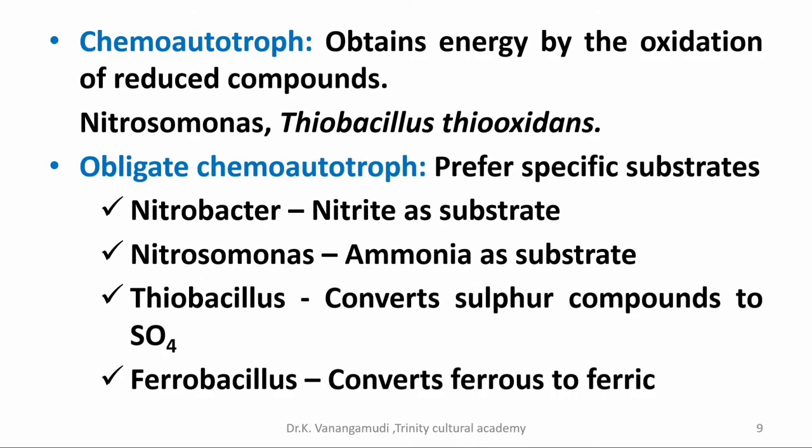Well friends, the next subgroup is chemoautotroph, which obtains energy from oxidation of reduced compounds. The best examples are Nitrosomonas and Thiobacillus. Whereas obligate chemoautotrophs prefer specific substrates for nutrition. Nitrobacter uses nitrite as substrate, whereas ammonia is the substrate for Nitrosomonas. Thiobacillus converts sulfur compounds to sulfate, whereas Ferrobacillus converts ferrous to ferric.